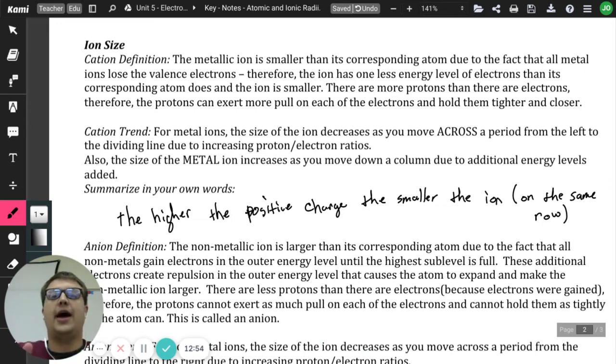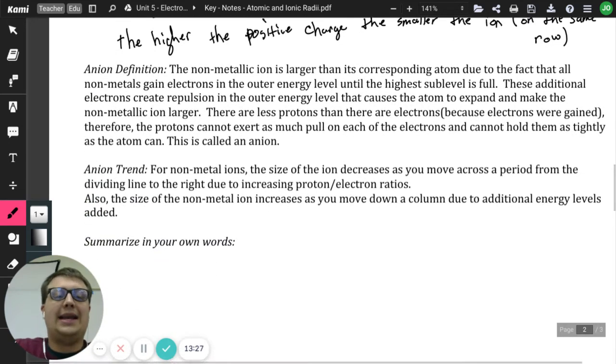So my summary is the higher the positive charge, the smaller the atom, as long as they're on the same row. Why? Because if I move from sodium down to calcium, calcium's on a larger energy level, which again makes it larger. Okay, so as long as we're on the same row, the higher the positive charge, the smaller the ion actually is. So if I've got a +1, it's going to be larger than a +2, and that's going to be larger than a +3. Okay?